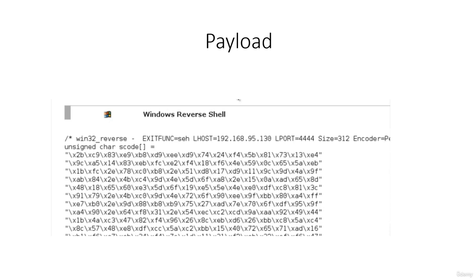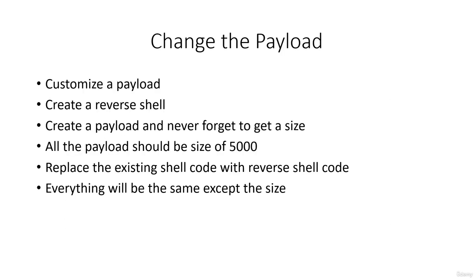So we are going to go to the payload and we are going to choose this for the reverse shell, and we are going to create a connection to our machine. So we need to create a payload and never forget to get the size, because the size here is 320, and as we saw, the payload should not exceed 5000 size, because it should always be 5000. And I'm going to take that code that I showed previously and I'm going to replace the original code. So let me remove the original code and I'm going to create the reverse code.